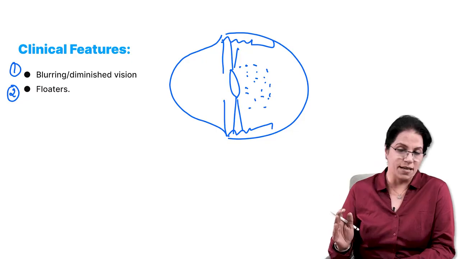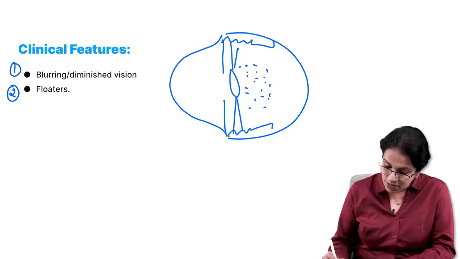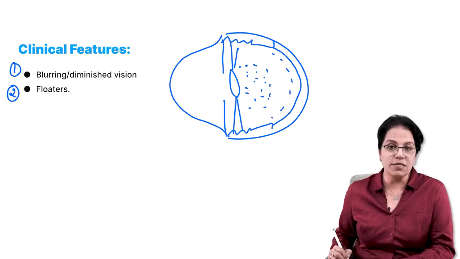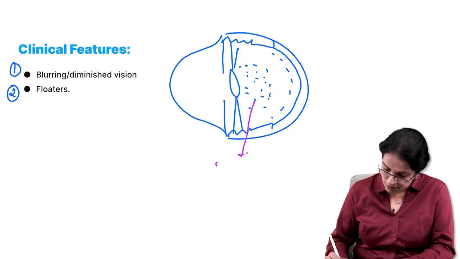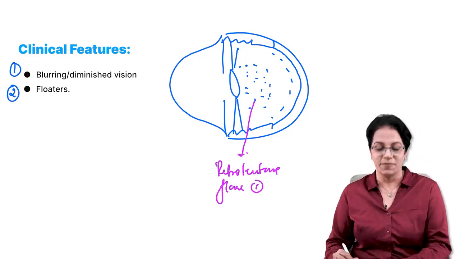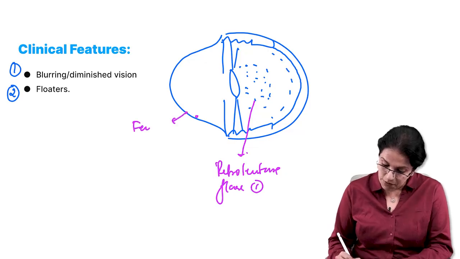Now, coming to examination. Let's make the diagram. I've already done it here. First important thing, let's complete the diagram. This is your choroid and this is the retina. So, the first important finding would be inflammatory cells behind the lens. What is this called? Retrolental flare. Right? This is number one. Number two finding, please make the diagram and label it: few KPs. So, compared to anterior uveitis, you will get few KPs.